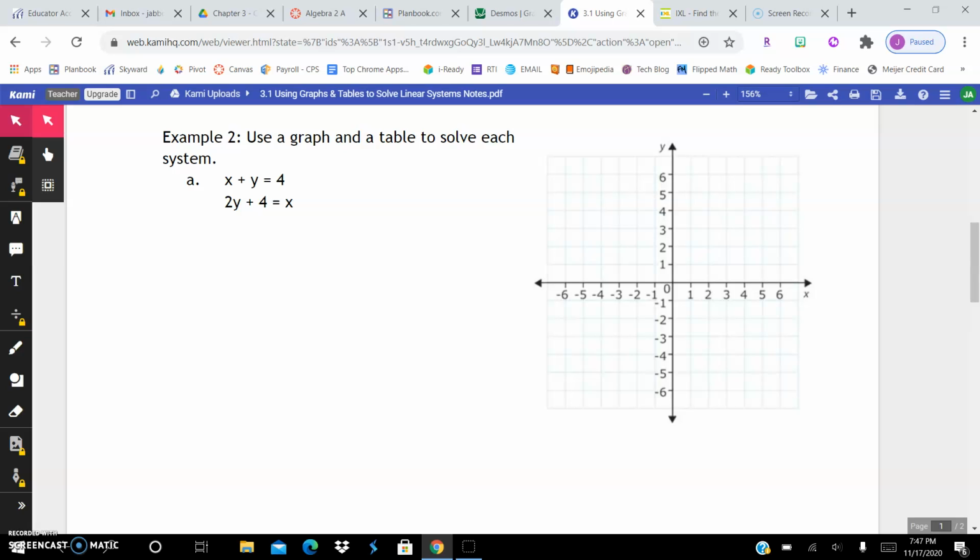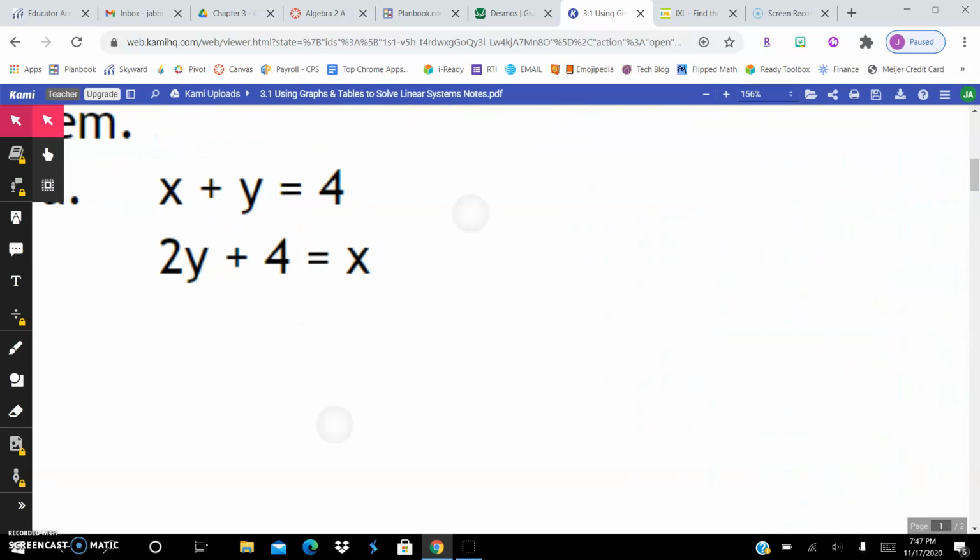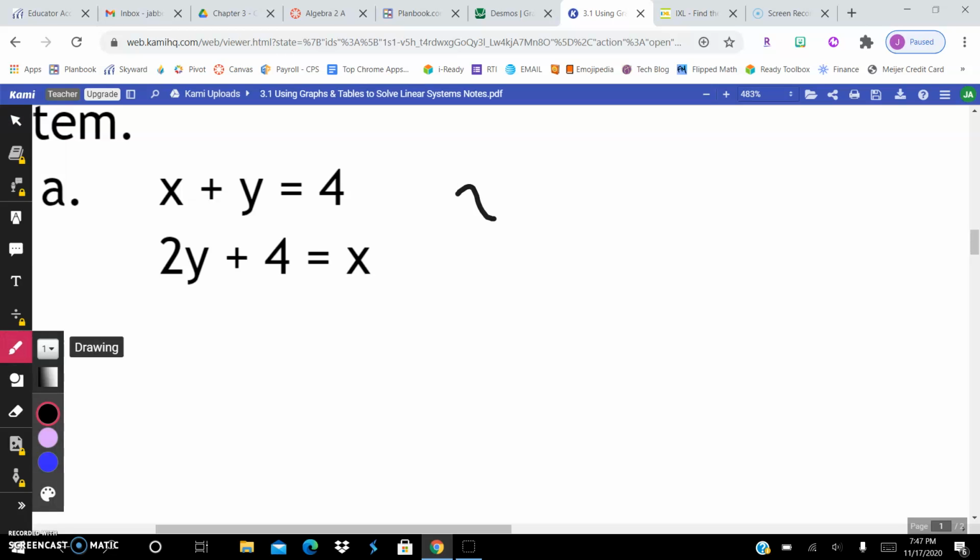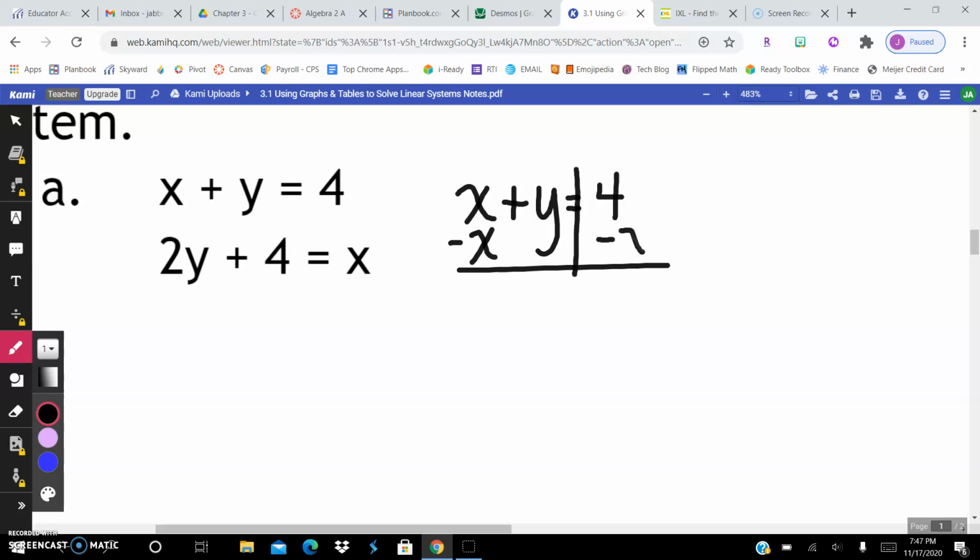So example 2, it says use a graph and a table to solve each system. To use a graph, we have to take each equation and solve them for y. So if this is x plus y equals 4, we're going to have to minus x to solve for y. So the x's would cancel and we would have y equals 4 minus x.